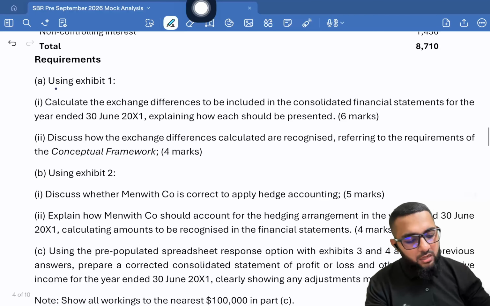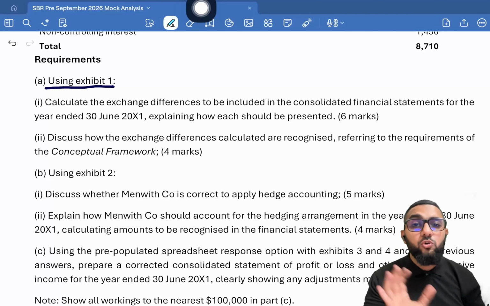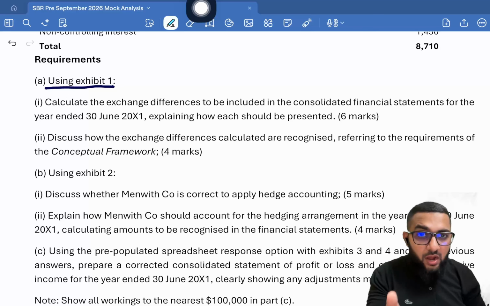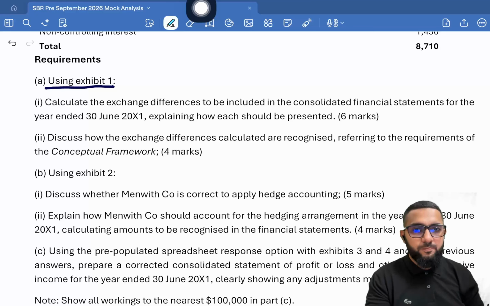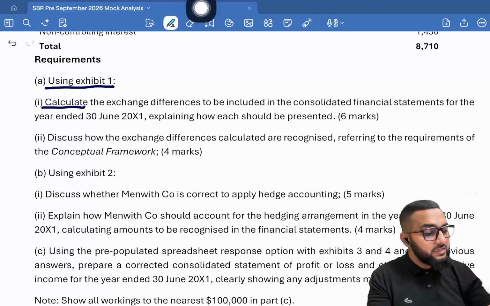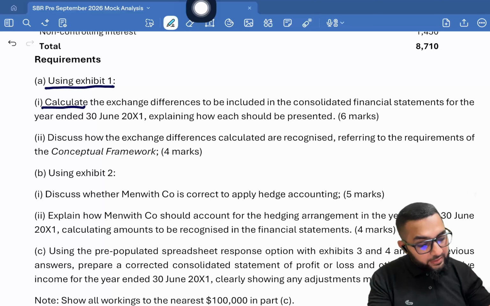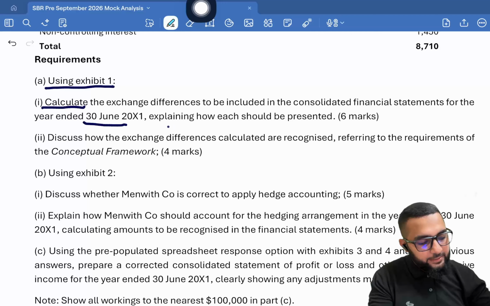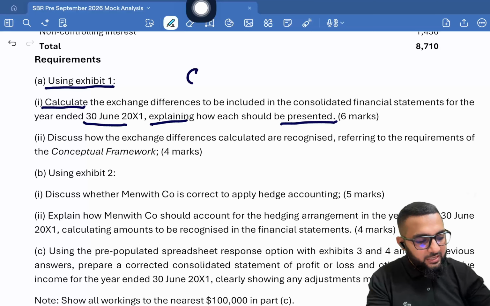Question A asks you specifically to use Exhibit 1. So, don't use Exhibit 2, don't use Exhibit 3, don't use Exhibit 4. You're supposed to use Exhibit 1 in order to respond to this question. Then you understand what the sub requirements are and what the verbs are. Sub requirement 1 wants you to calculate the exchange differences to be included in consolidated financial statements for the year ended 30th June 20X1, explaining how each should be presented. Explaining the presentation.